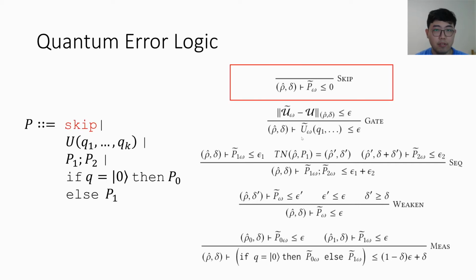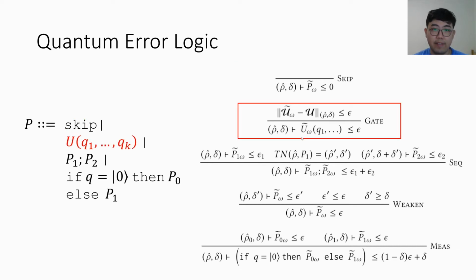The skip rule says that skip produces no error. The gate rule says that error produced by a single gate application is bounded by the rho delta norm of that gate.